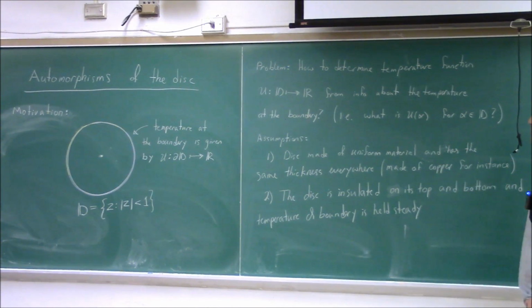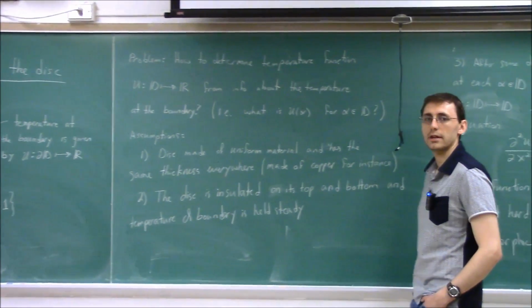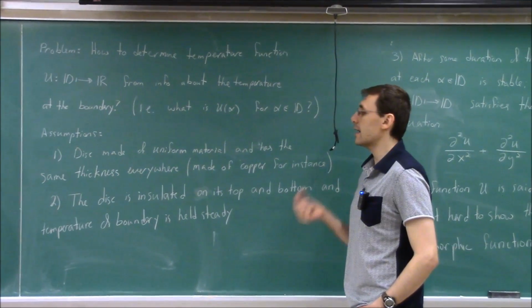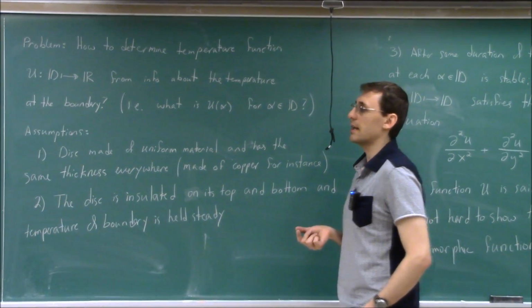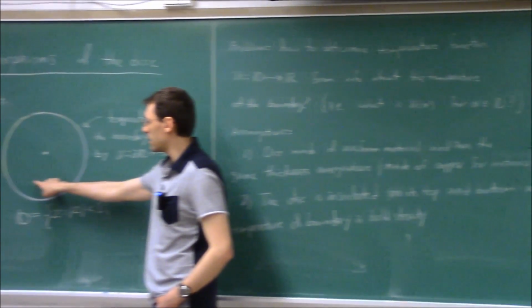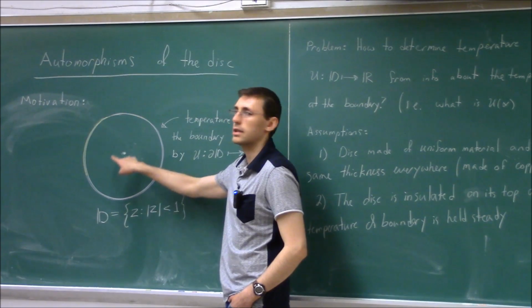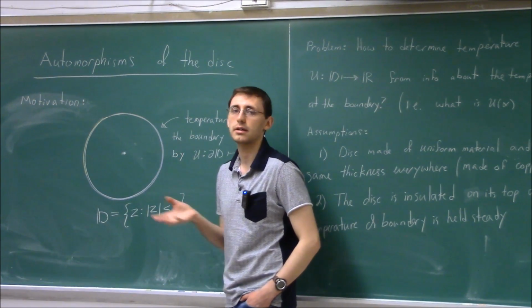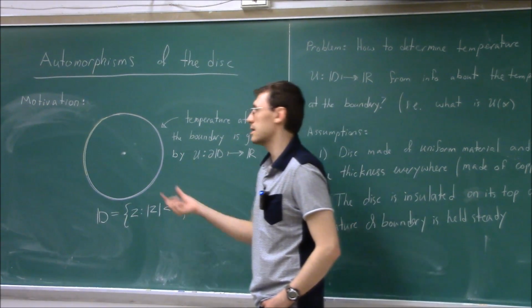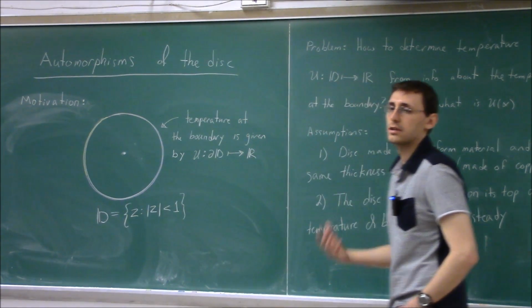Now again, some assumptions that we're making is that the disk is made of uniform material, of the same material and at the same thickness everywhere. And this, I believe, and I hope I'm not wrong here, allows us to equate, in some sense, the idea of heat and the idea of temperature, because they would then be scalar multiples of each other. Heat is the energy inside, and temperature is a measurement of that energy.